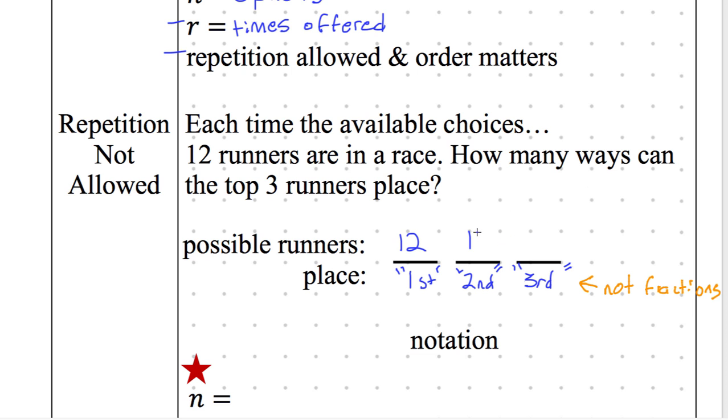Yes, there are 11 options for second place, and how many options for third place after first and second have been decided? 10. So the possible runners are 12 times 11 times 10. Do you guys know the trick for multiplying by 11? Whenever you multiply by 11, for example 12 times 11, separate the digits, add them, 2 plus 1, and put it in the middle. Boom. 132 is the answer.